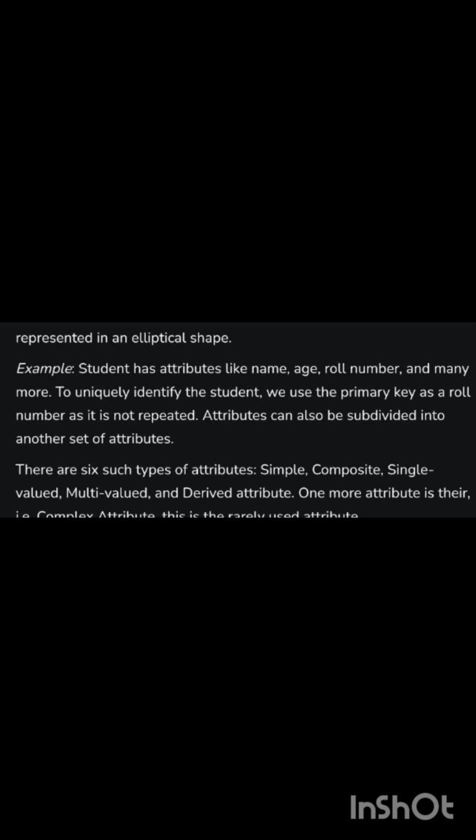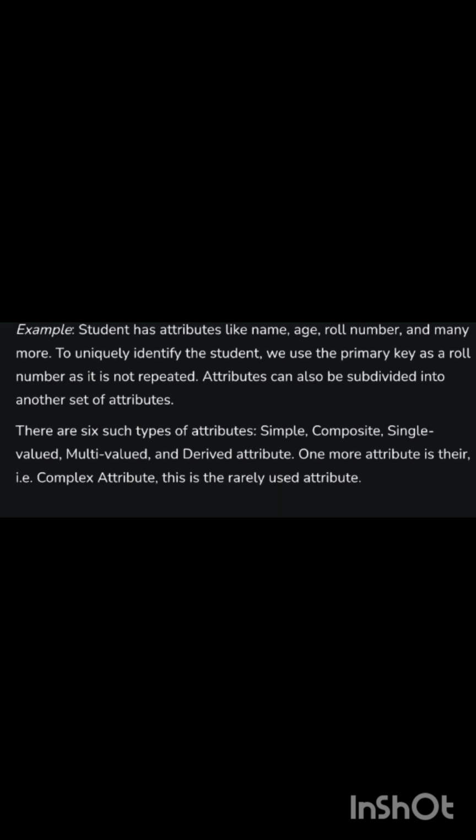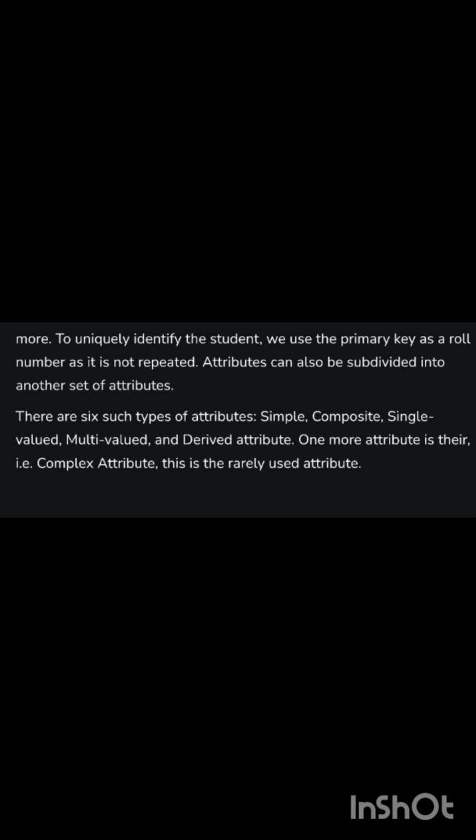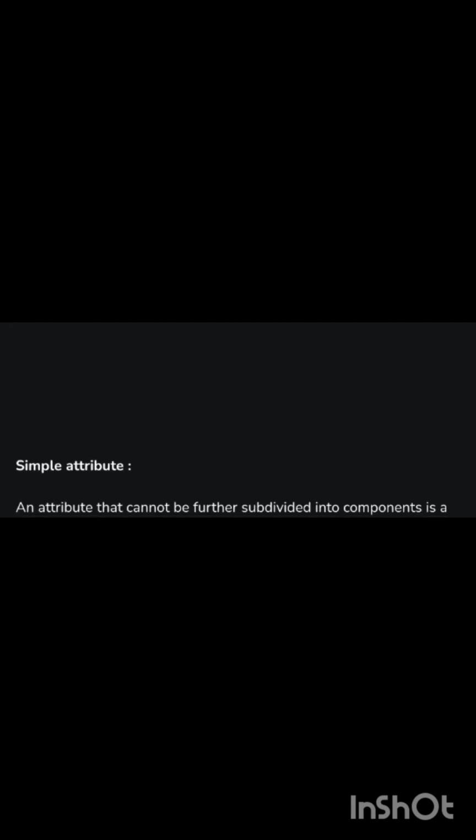An attribute can also be subdivided into another set of attributes. Now let's discuss the types of attributes. First the simple attribute, next the composite attribute, then single-valued attributes, multi-valued attributes, and derived attributes. First, the simple attributes.